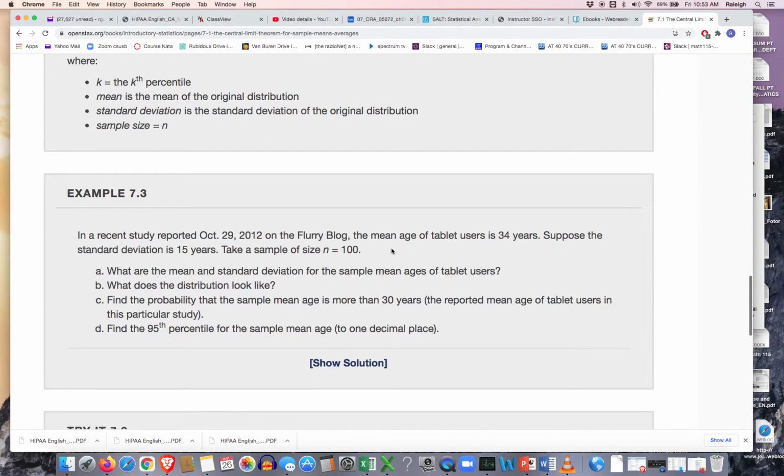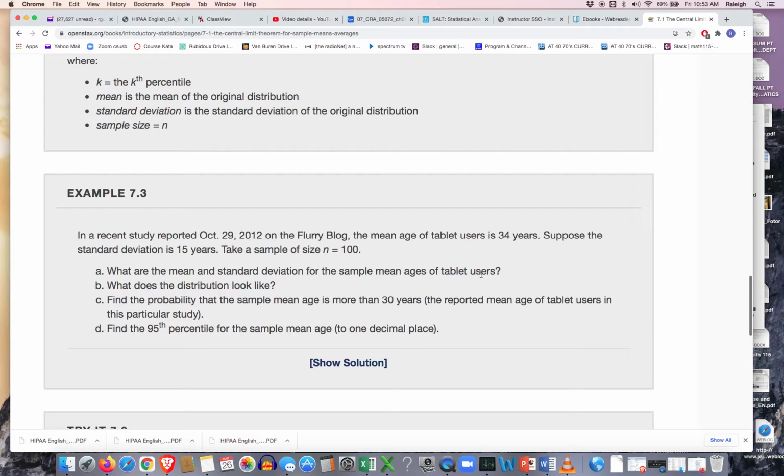So here's this example here, example 7.3. And let's see if I turn to my notes here. I'll be looking at A and B because they're actually pretty easy. So here's a study on the Flurry blog. The mean age of tablet users is 34 years, and then suppose the standard deviation is 15, but we have a big sample size of 100. What are the mean and standard deviations for the sample mean ages of tablet users?